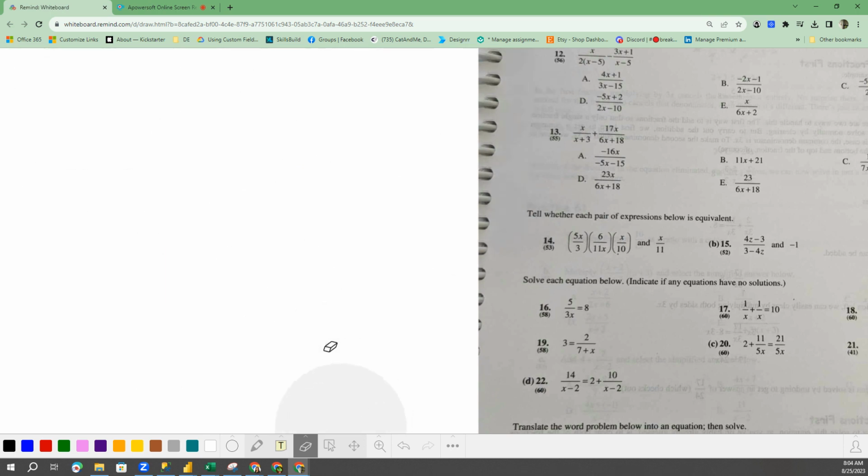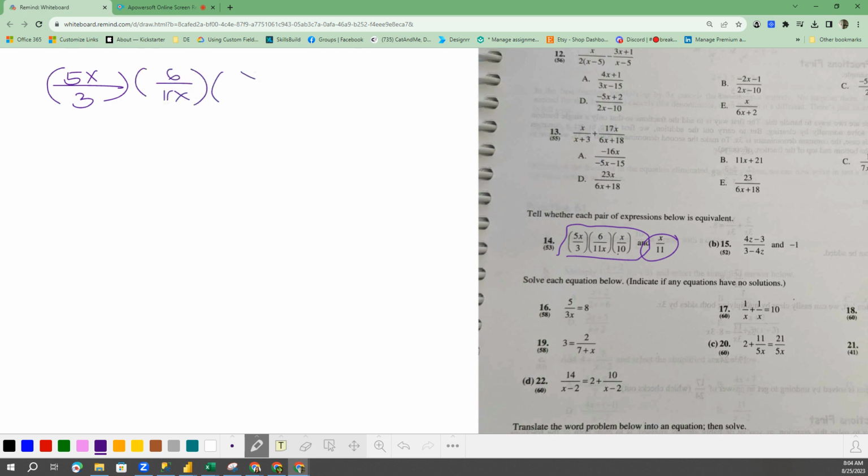All right, number 14, last two questions on this review video. Okay, so it says, tell whether each pair of the expressions are equivalent. Okay, so I'm just going to do this part right here, because this is already simplified. So you have 5x over 3 times 6 over 11x times x over 10. Okay, so this is just multiplication of three fractions.